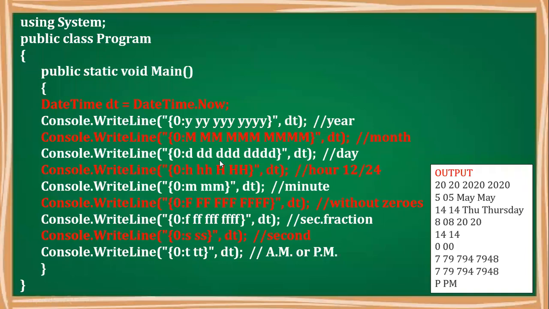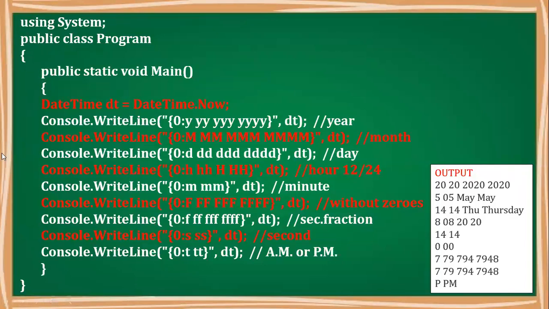If you are writing triple d, it will give the shortcut name of that particular day, here THU. Okay, if you are writing 4 times small case d, it will give you the complete name of the day in letters, as a string. I think you have started understanding how this particular formatting structure goes.